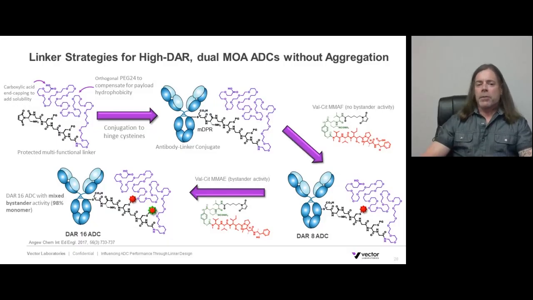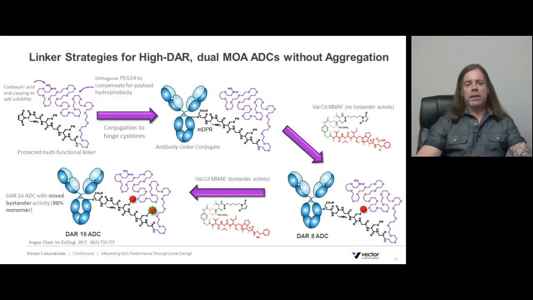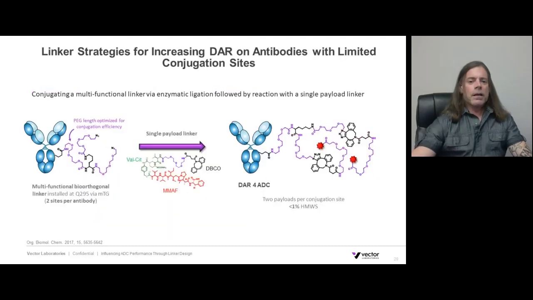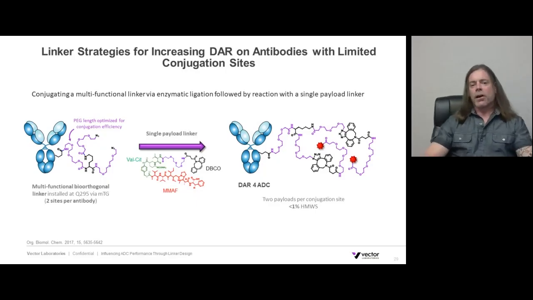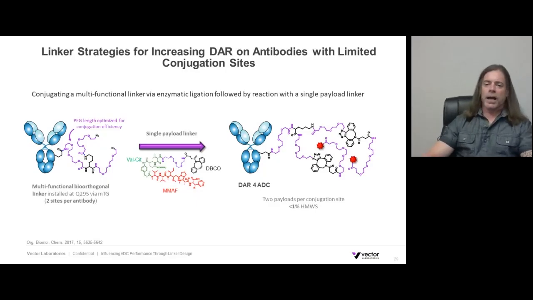Putting MMAF and MMAE on there then results in a DAR16 ADC with mixed bystander activity, and it's 98% monomer. And that's a pretty impressive feat for a DAR16 ADC. These branch linkers can also be important for increasing the DAR when you have limited sites available for conjugation. And you can encounter this when you're using certain engineered antibodies or you're using certain site-specific conjugation technologies. You just don't have the number of reactive groups there.